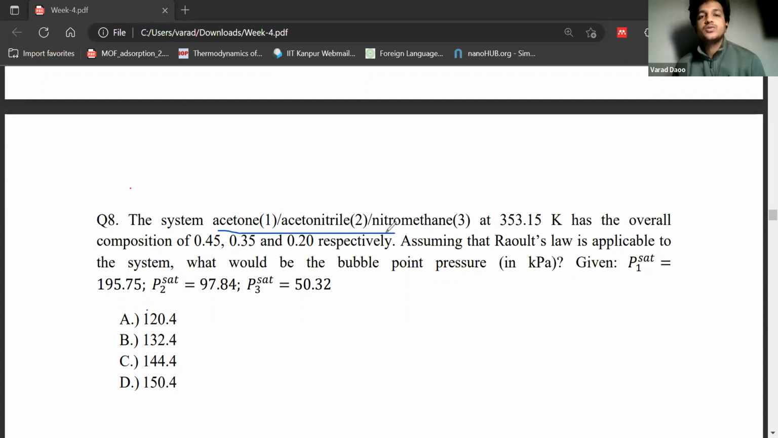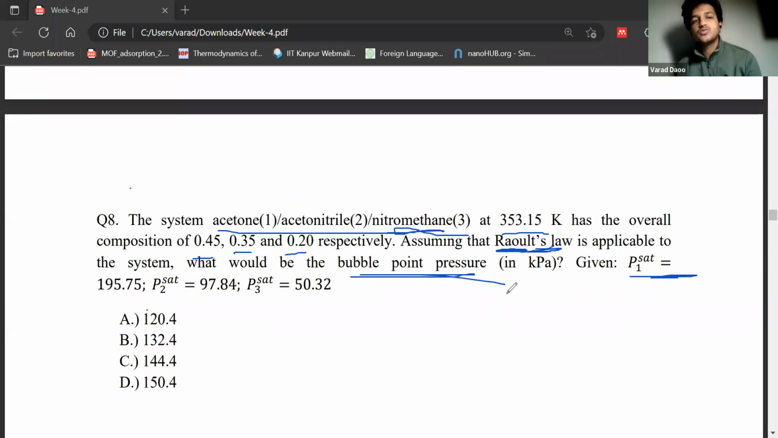The system, acetone, acetonal, and nitromethane at 353.15 Kelvin, has the overall composition of 0.45 of acetone, 0.35 acetonal, and 0.20 of nitromethane. Right? If we sum it all, it should be equal to 1. Okay. Now assuming Raoult's law is applicable to the system, what would be the bubble point pressure?